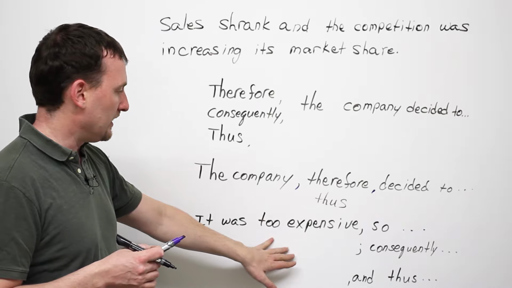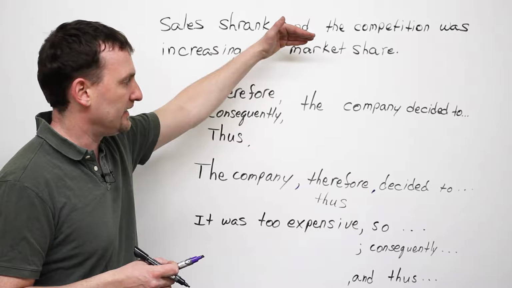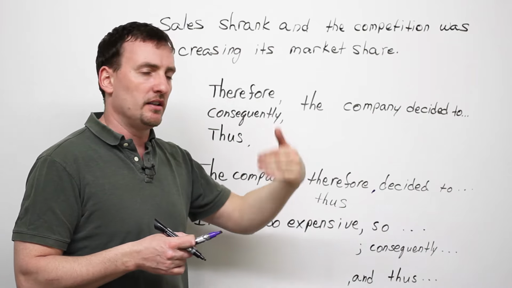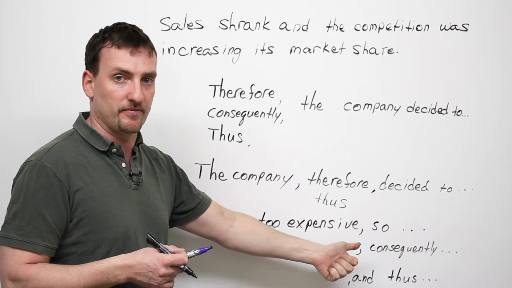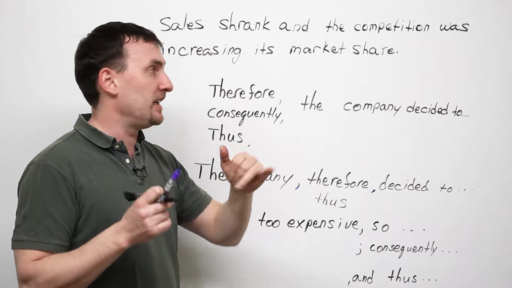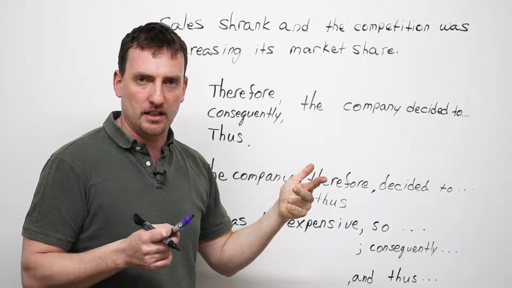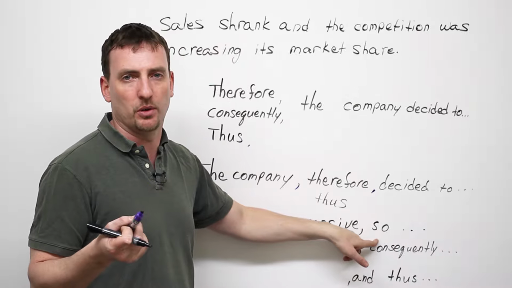Now, let's look at another way of doing this. It was too expensive. Okay? Let's say we're talking about the same article, we're talking about research and development. They wanted to invest more, but then they realized that it was too expensive. So here, if I'm using so, remember, in an essay, if you've used therefore, thus, and consequently already, you don't want to repeat many words. In this case, it's okay to use so.